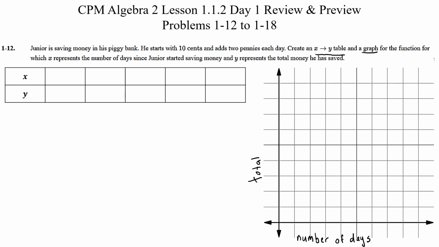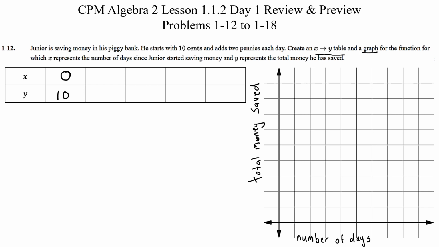Total money saved. So when you label axes, try to stay as close to the wording in the problem as possible. So now we're always going to start with x equaling 0. When we have x equals 0, that's the starting amount. So how much money did Junior start with? He started with 10 cents. So on day 0, he starts with 10 cents.